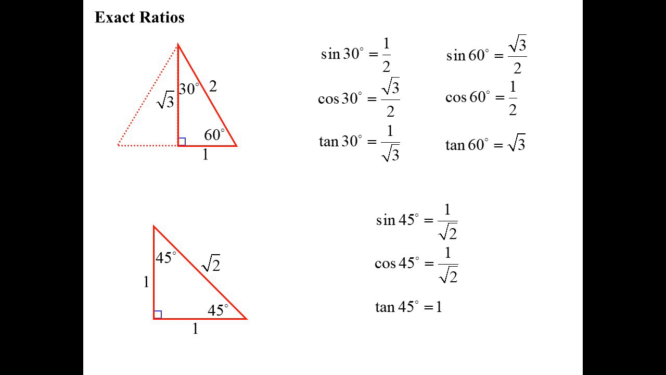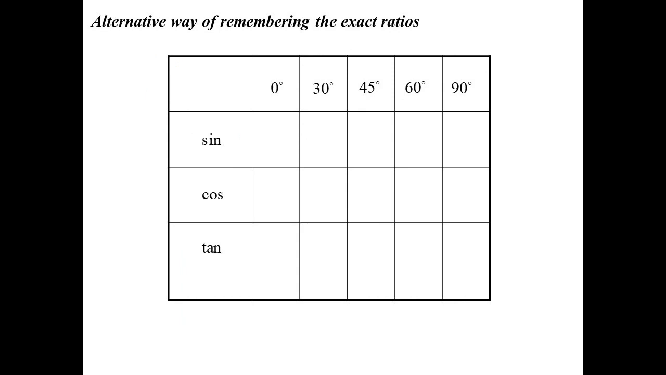Some people just remember the decimal approximation because it comes up on the calculator so often. For instance, root 3 on 2 is 0.8660. Some people do it this way. It's really interesting.